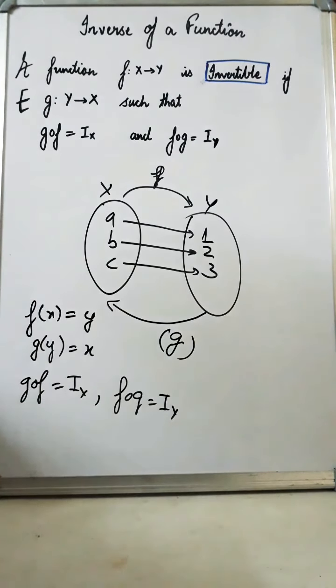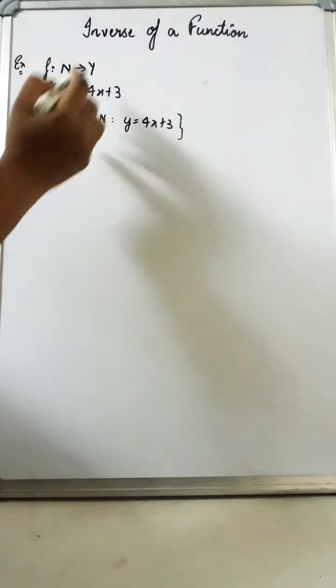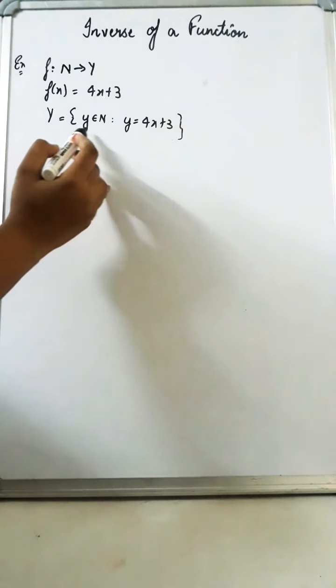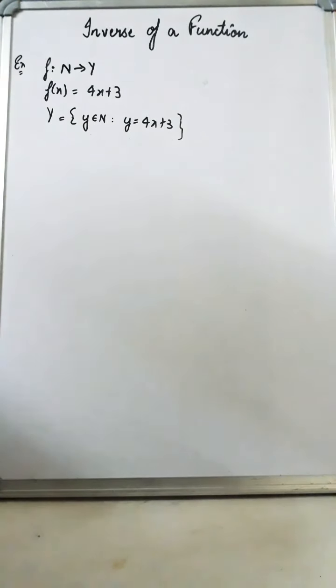Then overall you can say that our f was an invertible function and the inverse of f was g of y. Alright. Now let us look at this example. There is a function which is mapped from the set of natural numbers to Y, and the function is given by 4x plus 3. Now what is Y? Y is a set that contains all the y's belonging to natural numbers such that y is equal to 4x plus 3. Now we have to find whether f(x) is an invertible function or not, and if f(x) is an invertible function, what is the inverse of the function?